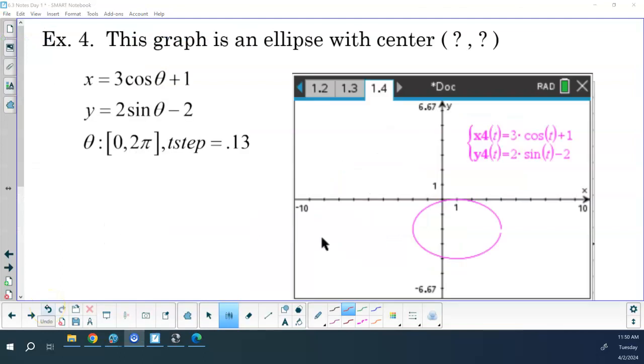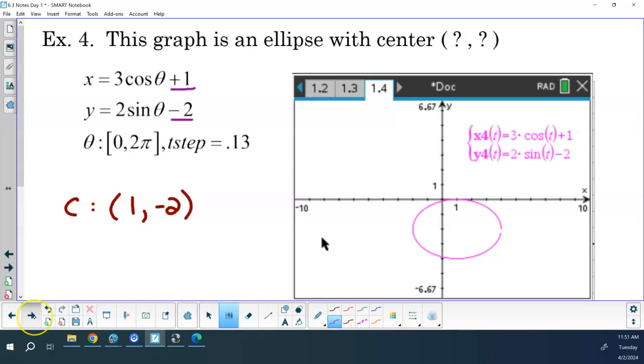We forgot to answer the question where the center was on this one. 1, comma, negative 2, yep. And you get that from there and there. That's where you get that from.